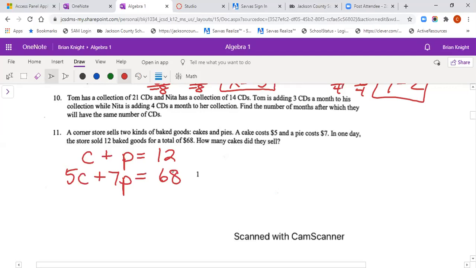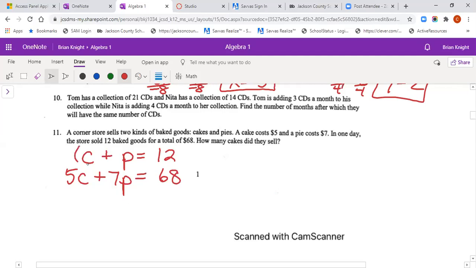Notice if you want to figure out how many cakes they sold, you're going to get rid of the what? The pies. I'm trying to save you a step here, because if you get rid of cakes first and solve for p, now you've got to plug it back in. If you just get the cakes first, you don't have to plug it back in. Is that making sense? I've had some people before who solved for the wrong thing, thinking they were getting it right. They were doing everything right, but the answer wasn't answering the question. So I need to get rid of the p.